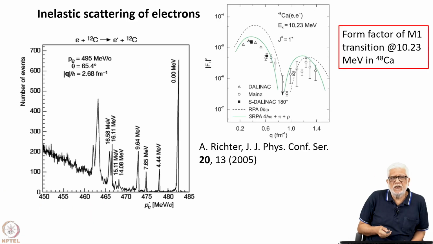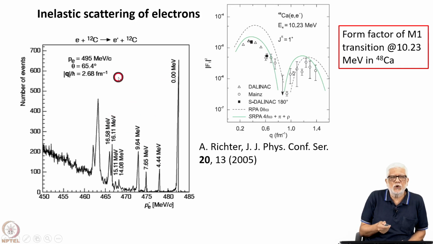You can also look at the inelastically scattered electrons, and then you can infer about the excited states in a nucleus which couple to the electron. For instance, if you do it at back angles, then it couples to states which are magnetic excited states, such as M1, for example. Of course, it also couples to other states, which are 2 plus and so on, 3 minus.